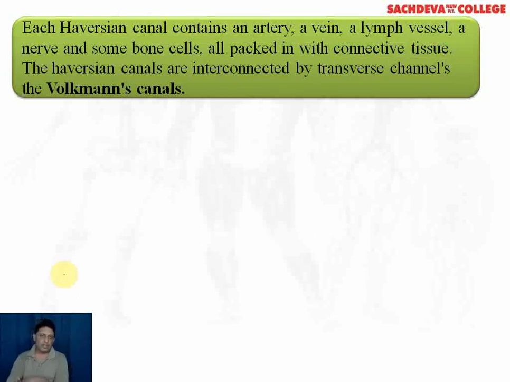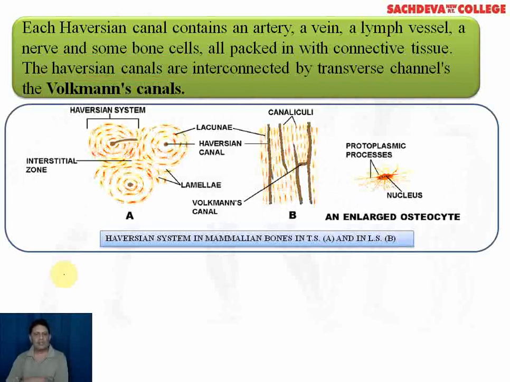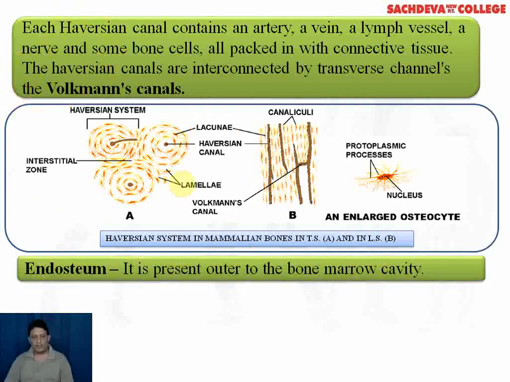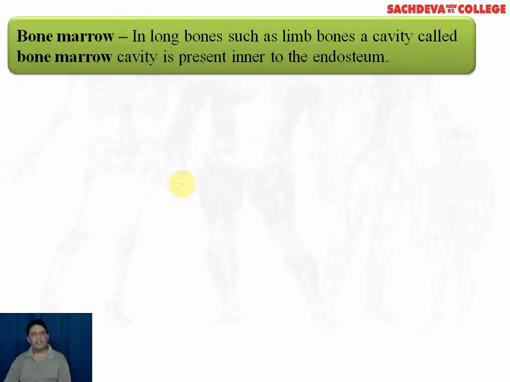Another important point is that the Haversian canals are interconnected by transverse channels called Volkmann's canals. You can see the diagram of a Haversian system. These are the empty spaces which are known as lacunae. Lacunae contain various osteoblasts and osteocytes. Endosteum. It is present outer to the bone marrow. And finally the bone marrow. It is present in long bones. Remember, bone marrow is a component of only long bones. It is a cavity present inner to the endosteum.